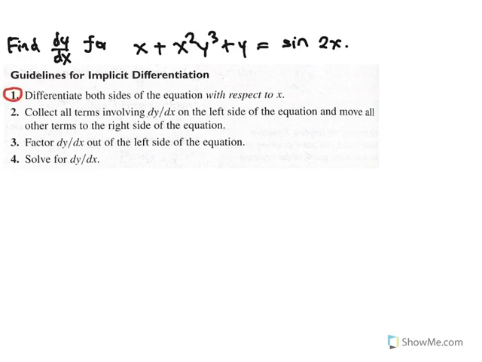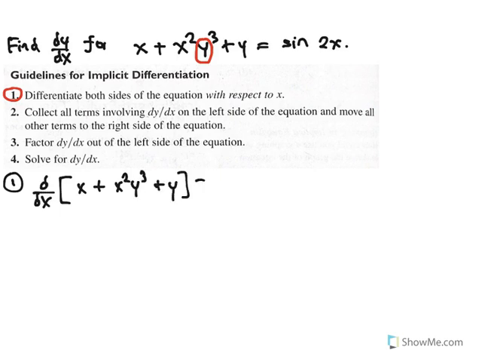We begin by differentiating both sides of the equation with respect to x. We will assume that y is some differentiable function of x. So when you have y cubed, you see that as a composition of two functions, where the inside function is y and the outside function is cube. So we begin with step 1. So we will differentiate both sides of the equation with respect to x. We differentiate the left side of the equation. And we differentiate the right side of the equation with respect to x.